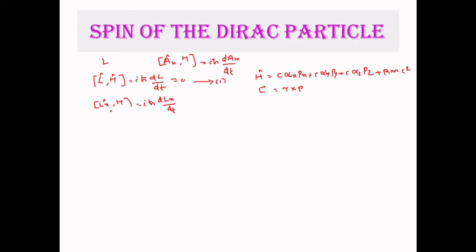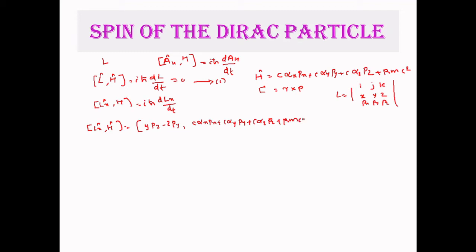Now we can calculate the value of this particular commutator. The orbital angular momentum is given by L equal to r cross P. So we can calculate it using the determinant with i, j, k, x, y, z, P_x, P_y, P_z. So its x component will be y P_z minus z P_y. So the value of the commutator [L_x, H] is [y P_z minus z P_y, c α_x P_x plus c α_y P_y plus c α_z P_z plus β m c²].